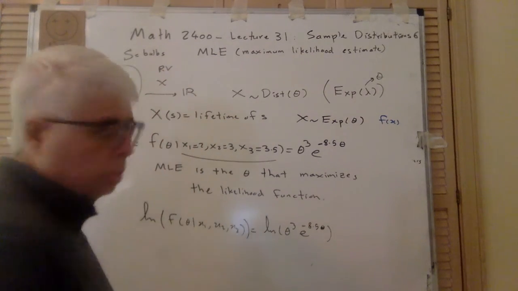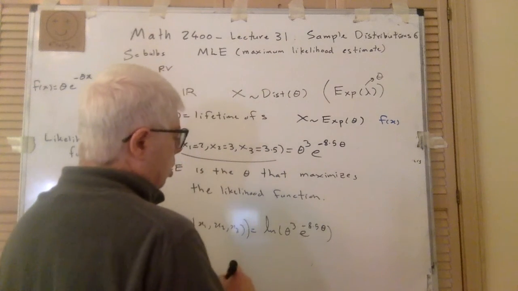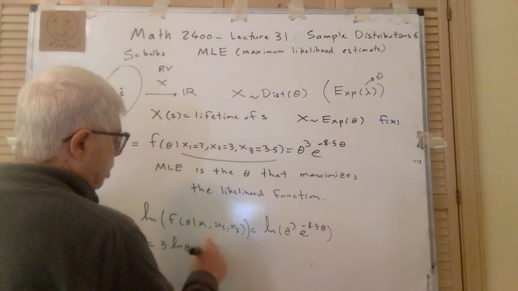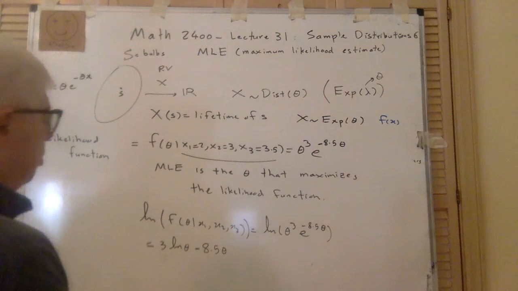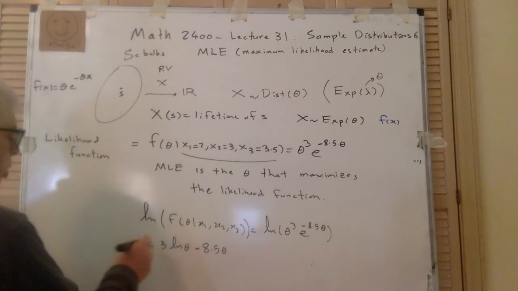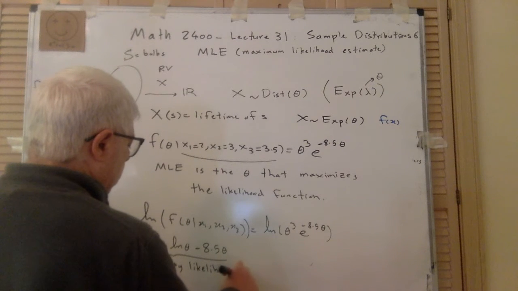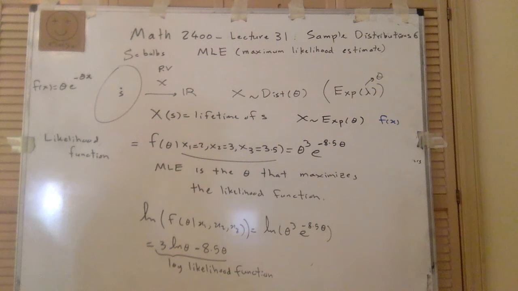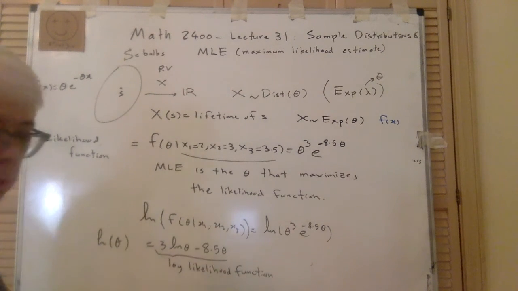And so we have 3 ln of theta minus 8.5 theta, right? Ln of e to the power of something is just that something. So that is the log likelihood. So this guy here is called the log likelihood function. Okay, so that's the log likelihood function, and now we can maximize it. So let's call it L of, say, theta, and let's maximize this.